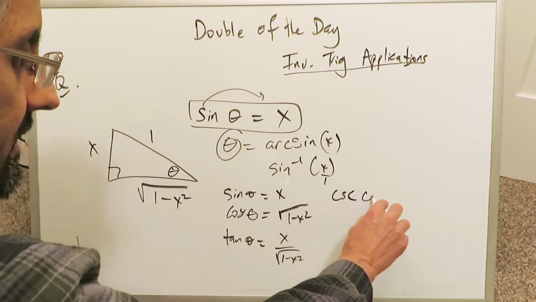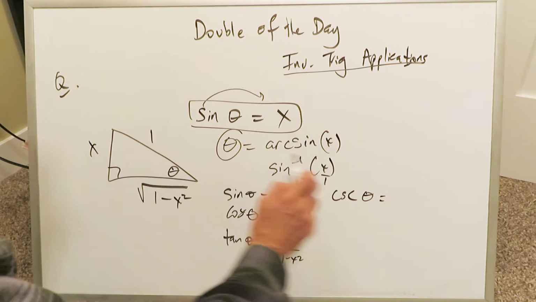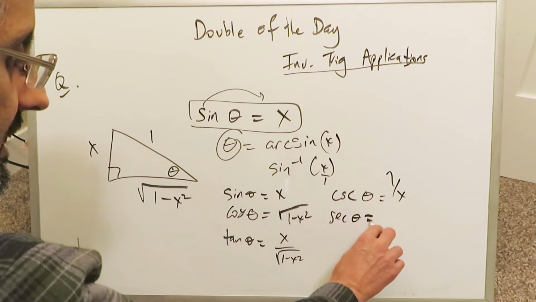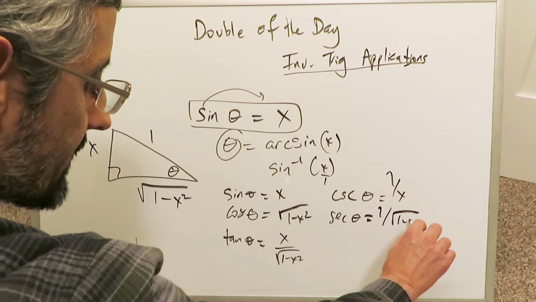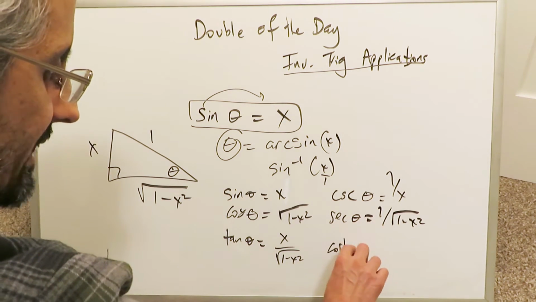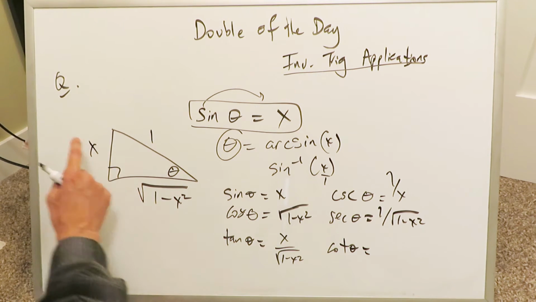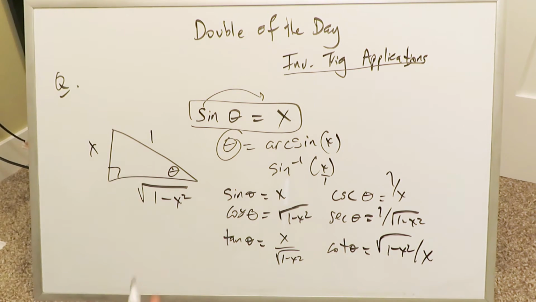Then cosecant theta, which is your reciprocal of sine, is equal to hypotenuse over opposite, which is 1 over x. Secant theta, which is the reciprocal of cosine, is equal to hypotenuse over adjacent, 1 over root 1 minus x squared. And then of course cotangent theta, which is your reciprocal of tan, is equal to adjacent over hypotenuse, root 1 minus x squared divided by x. And suddenly from this simple expression here, you've generated values of all 6 trigonometric functions using inverse trigonometric applications.